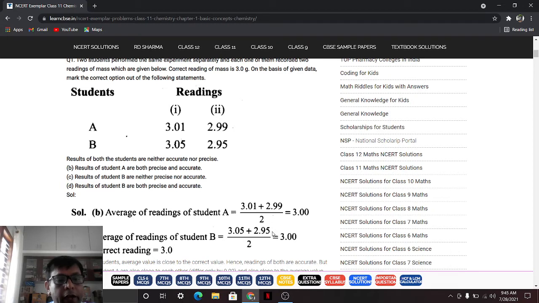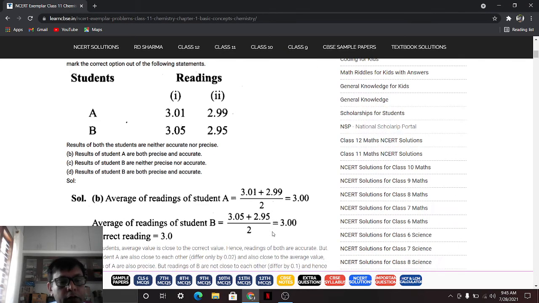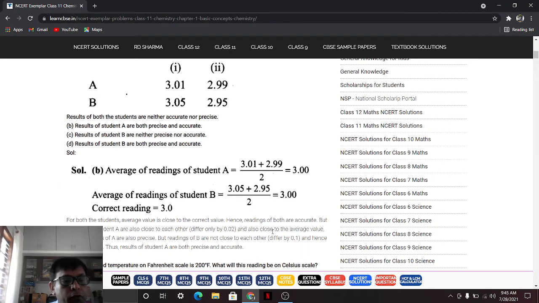Solution: the average of readings of student A, 3.01 plus 2.99 divided by 2, is equal to 3.00. Average reading of student B, 3.05 plus 2.95 divided by 2, is equal to 3.00. The correct reading is 3.0. Therefore, for both students, the average value is close to the correct value. Hence, readings of both are accurate.